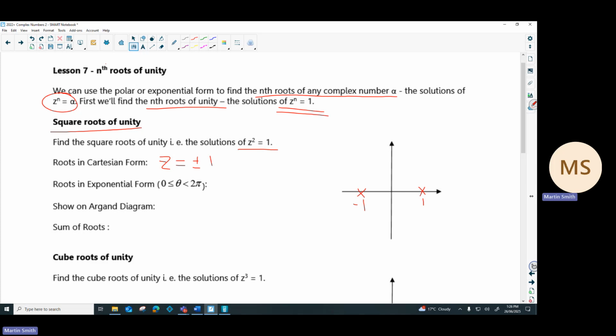It is quite easy to write these in exponential form. Now I'm going to leave number 1 as it is. Minus 1 is the complex number whose modulus is 1 and argument is pi. So therefore that's e to the power of pi i. That's minus 1. I've shown them on an Argand diagram, and the sum of the roots is obviously minus 1 plus 1, which is 0. Trivial. Okay, let's see what happens next.